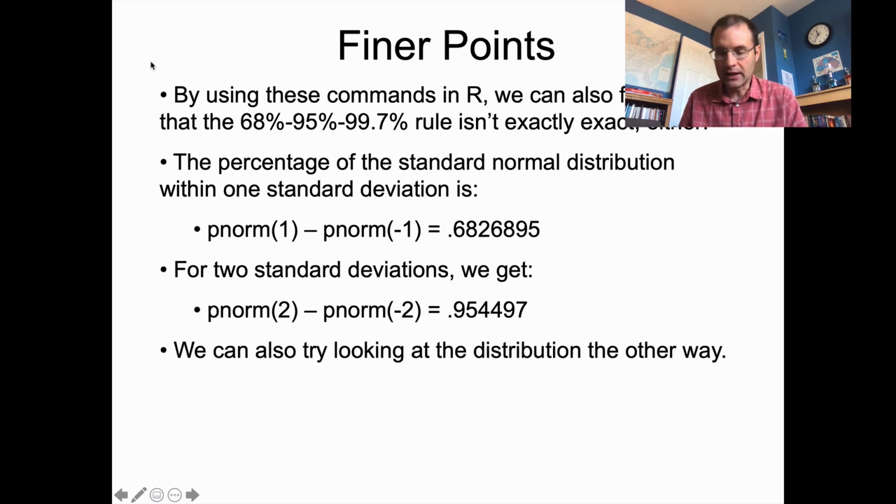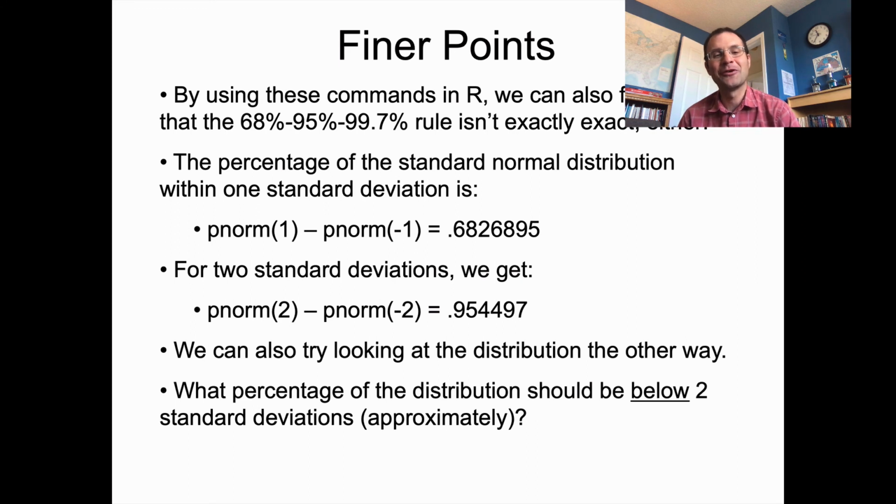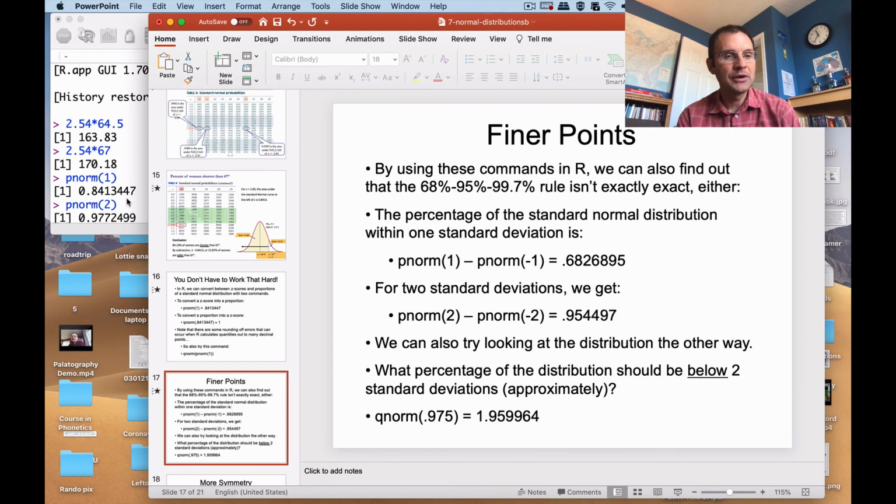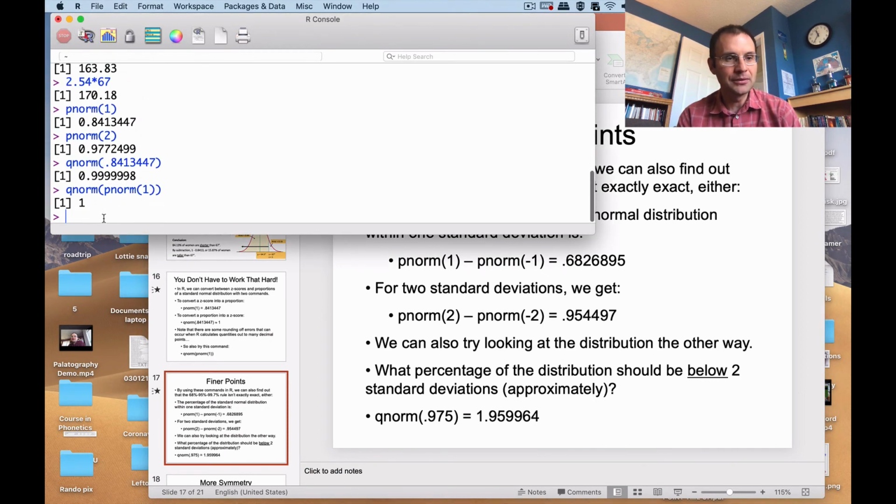And this is the kind of question I was asking before, like what percentage of the distribution should be below 2 standard deviations approximately. We figured that out before. It should be about 97.5%. But when you plug that number into this qnorm command, 0.975, you get a z-score value of 1.959964. So it's not exactly 2.